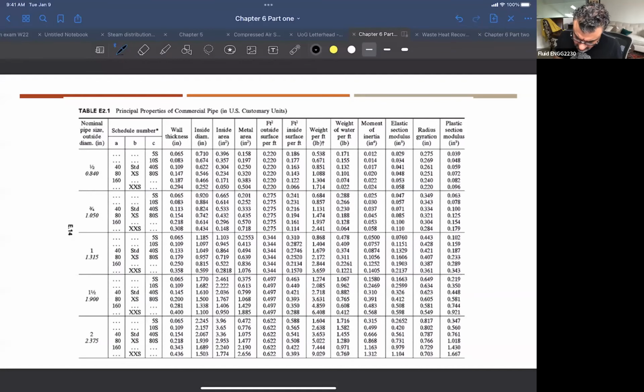You will see here different sizes. This is 1 inch, this is 1.5, 2 inch, and so many for all the pipe sizes. And you will see a value here, they call it the schedule of the pipe. The schedule is related to the pressure. So schedule 40, schedule 80, schedule 160, and so on.